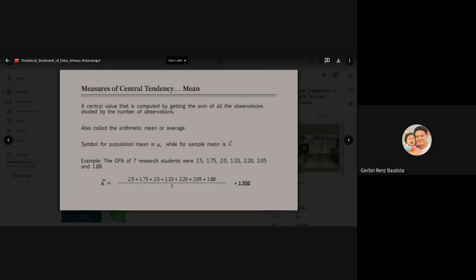The mean is a central value that is computed by getting the sum of all the observations divided by the number of observations. It is also called arithmetic mean or average. The population mean is mu, while the sample mean is x bar. To illustrate, the GPA of 7 research students were 2.5, 1.75, 2.0, 1.33, 2.20, 2.05, and 1.88. The sum of all these GPAs is then divided by 7 to come up with a mean of 1.958.